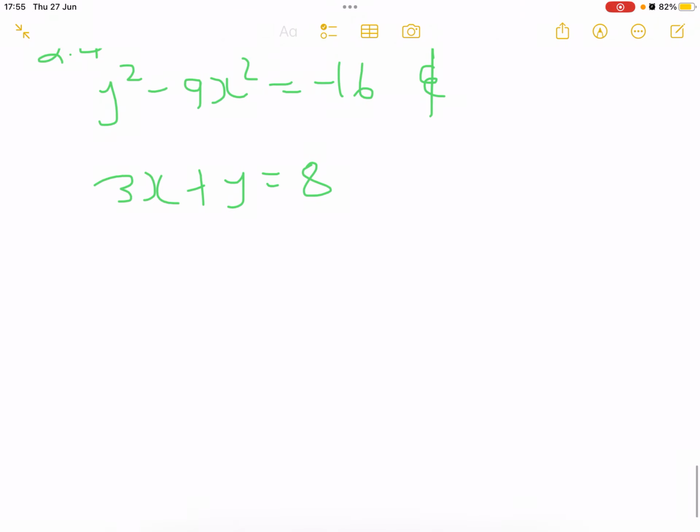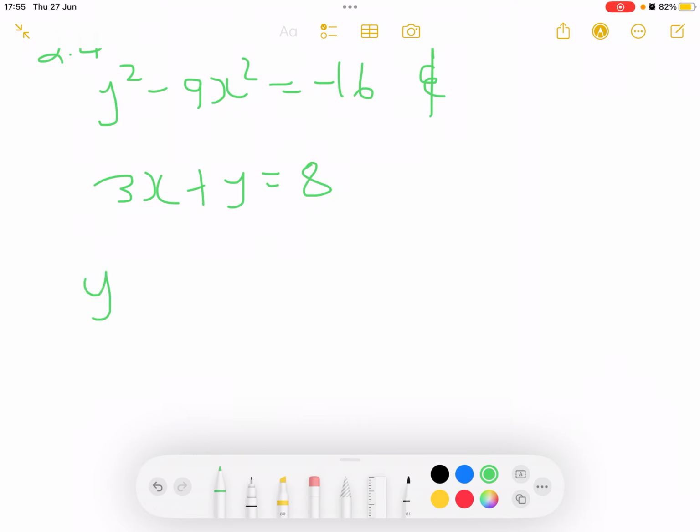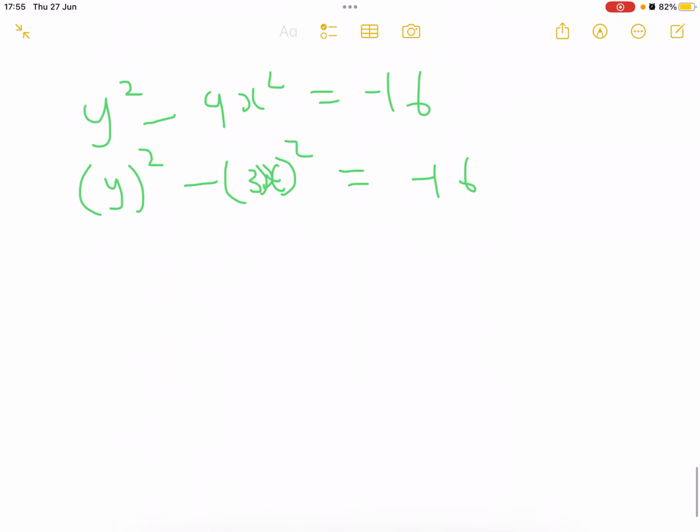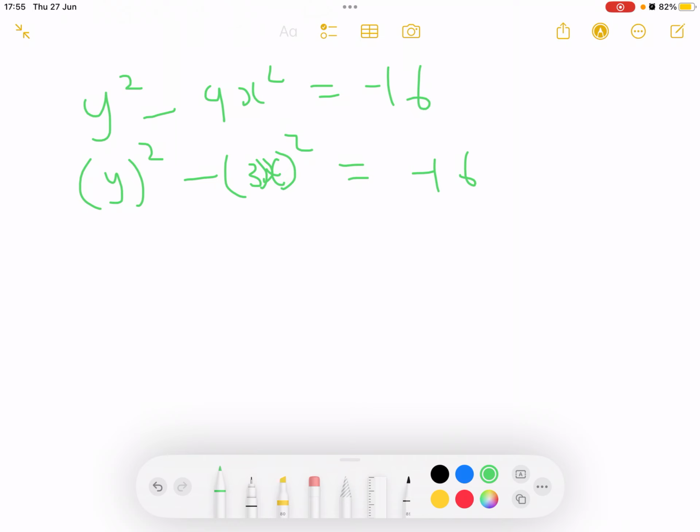A grade 10 learner also knows that if I write y squared minus 9x squared equals negative 16, this is a difference of two squares, made by y minus 3x being squared, which equals negative 16. And they know how to factorize a difference of two squares, that it becomes y minus 3x and y plus 3x, which is equal to negative 16.